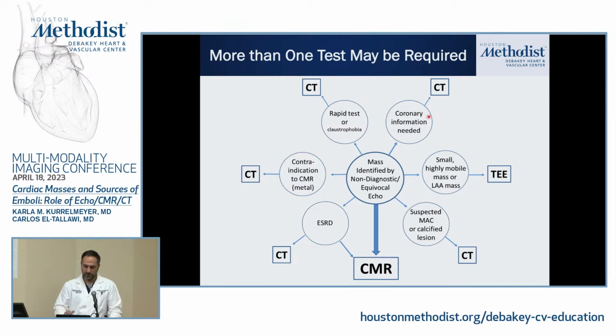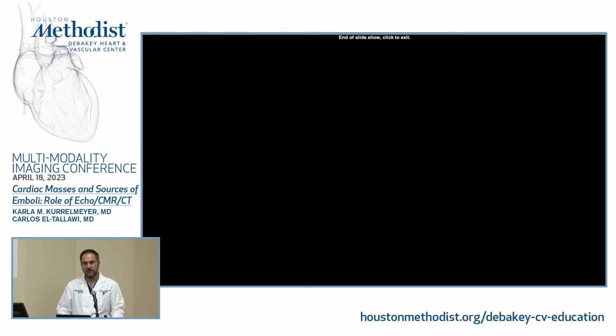So if you need coronary confirmation, you can get a CT sometimes. CT will give you something for the mass. If the patient is claustrophobic, CT. If you have a contraindication, metal. If you have, as we mentioned, a small, highly mobile structure, MRI is not recommended. Usually TEE has the better spatial and temporal resolution for that. But most of the time, actually, MRI is the one that's going to seal the deal. Thank you very much, and happy to take any questions.